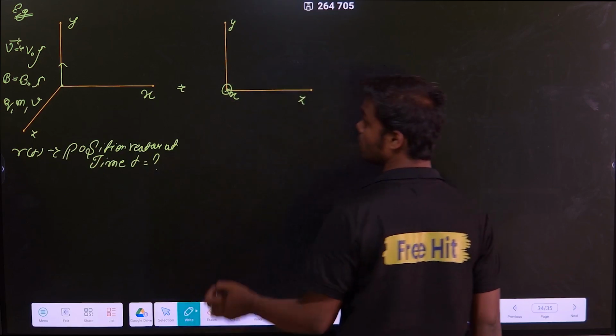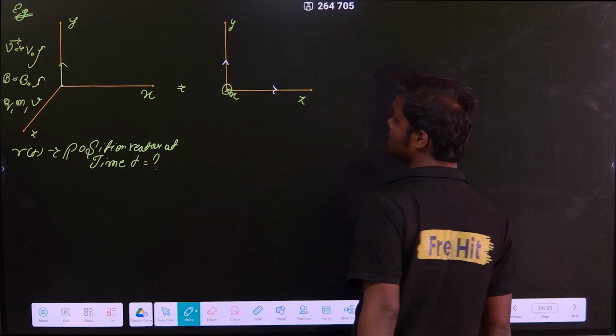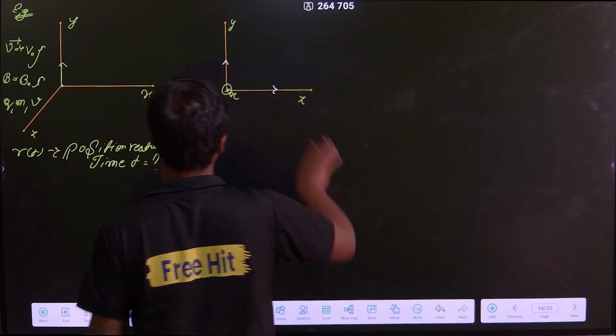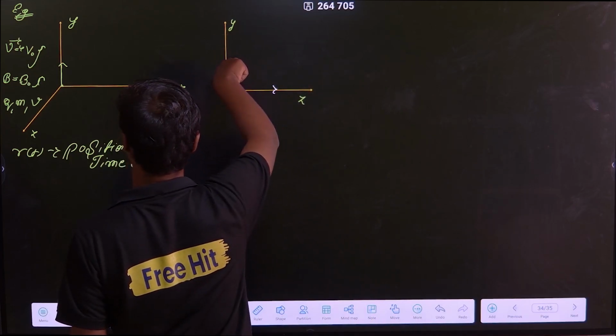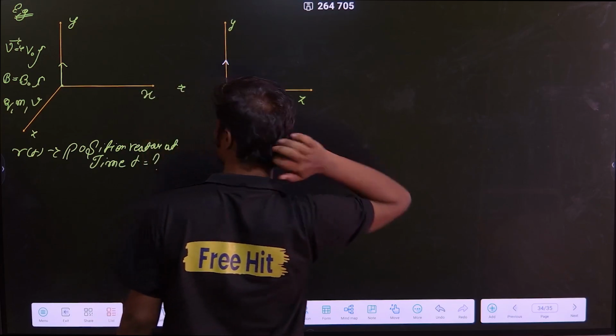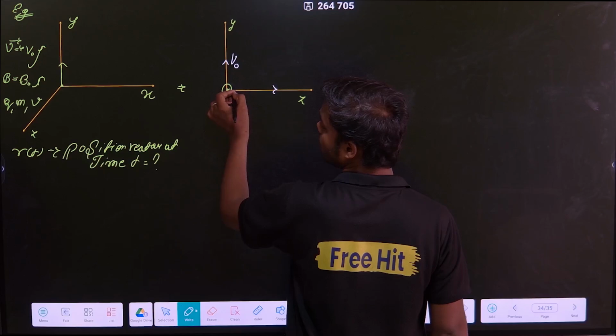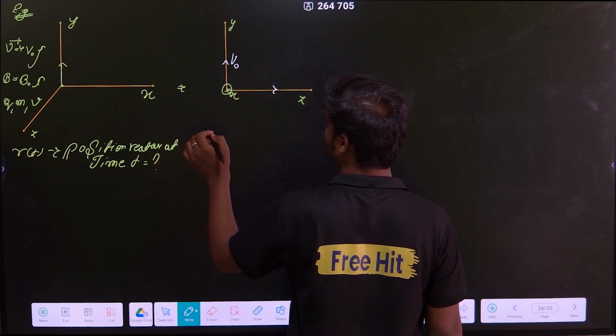What is the direction of velocity? The velocity we know is in this direction, and the magnetic field is in this direction. So you will do V cross B, and the force is going to act in this direction. So it is going to do the circle. Let me write it. This is V naught and this is the magnetic field, which is in x direction.